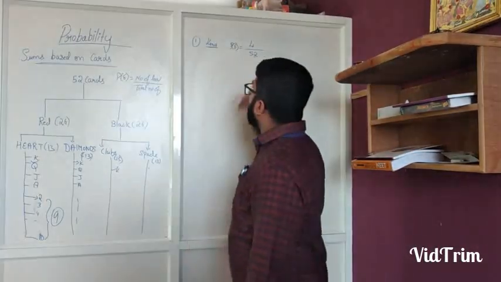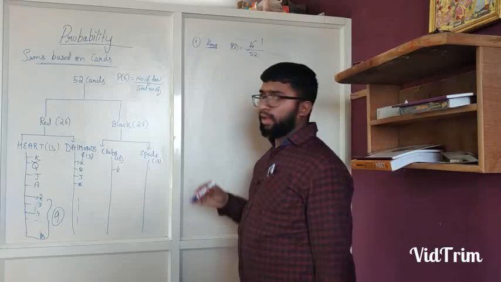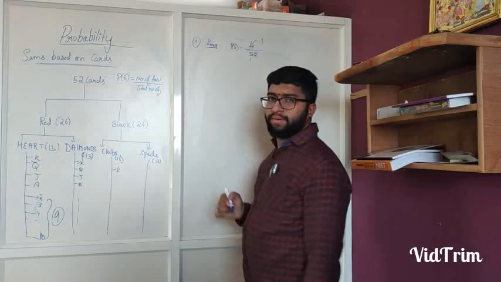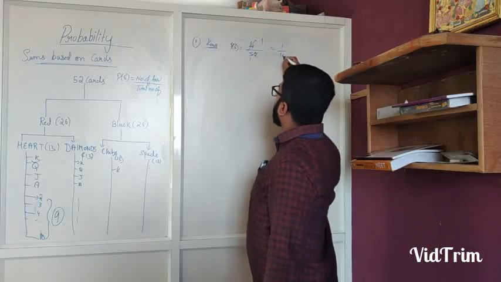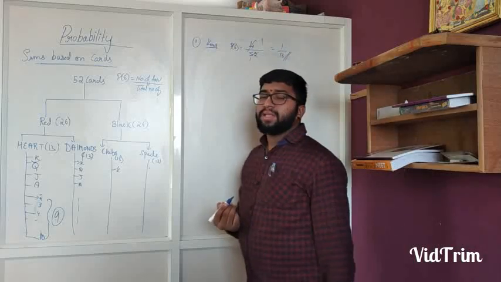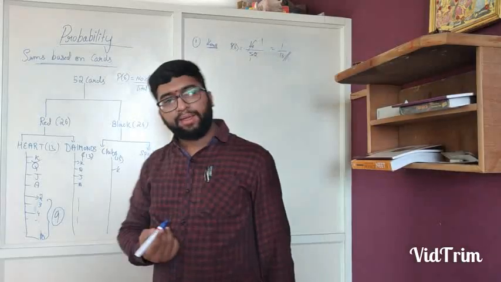Okay, it gets cancelled. 4 1s are... Okay, again 4 1s are... Remember this 1, 4 3s are. So you get 1 by 13. So this is the answer, the probability of getting a king.